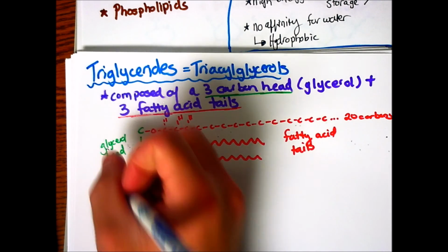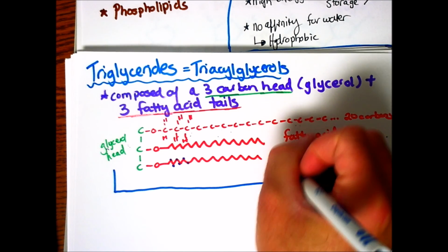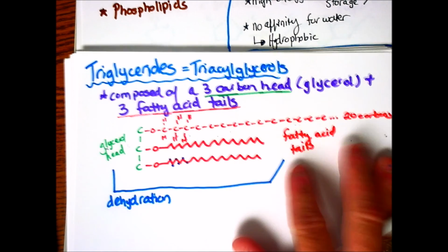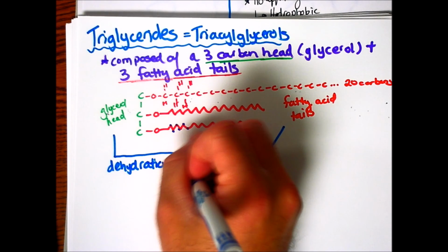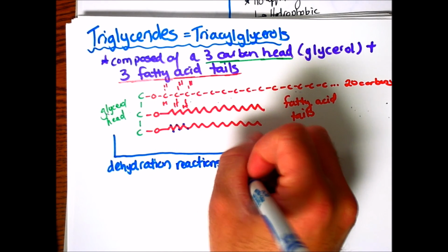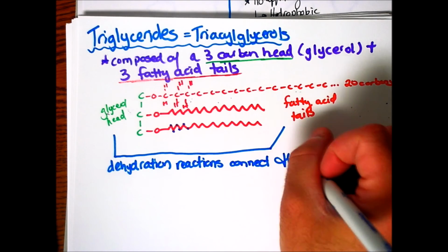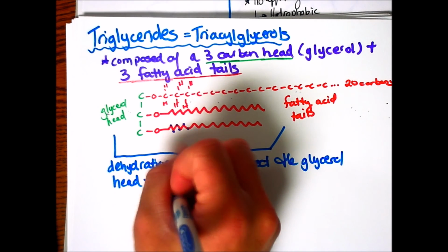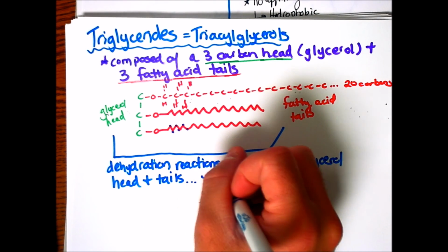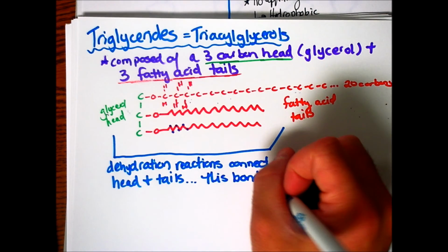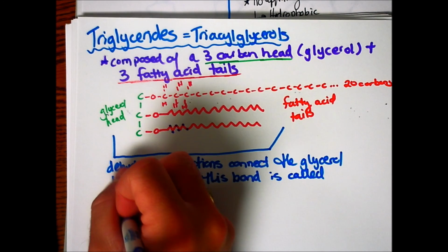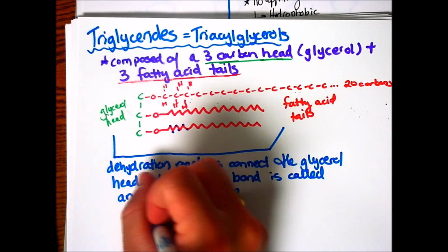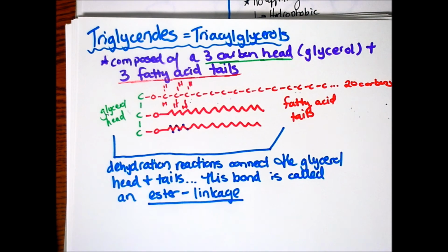I will say that the way that you take a glycerol head and your fatty acid tails and put them together is through dehydration, which is sensible. We've seen that before. Dehydration reactions, we know, is what can connect the glycerol head as well as the tails. This bond that's formed is called an ester linkage. And I do want you to know that that ester linkage is something that does exist.